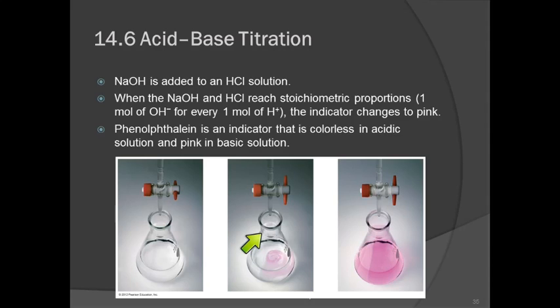And we keep adding and swirling until we add one drop and we swirl it, and the whole solution turns a pale pink. And that's what phenolphthalein does. So when we reach this endpoint, we know that we've added an equal number of moles of hydroxide ion to the number of moles of hydrogen ion in the original flask.